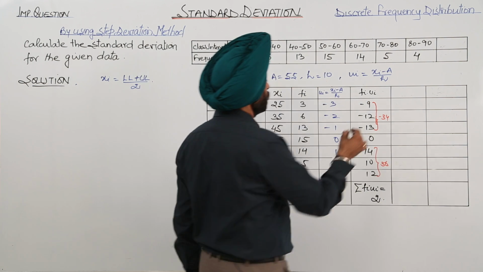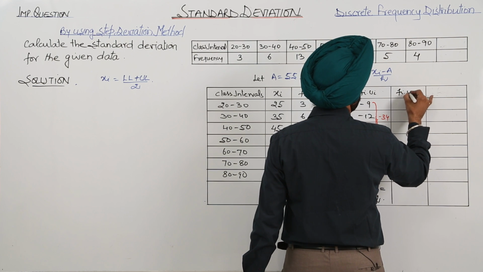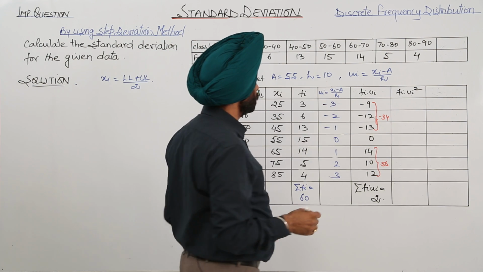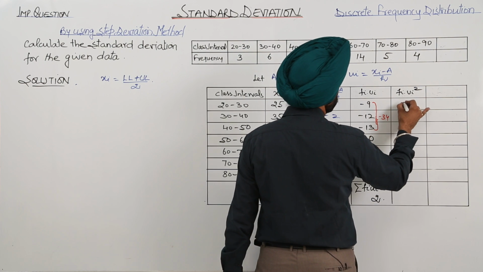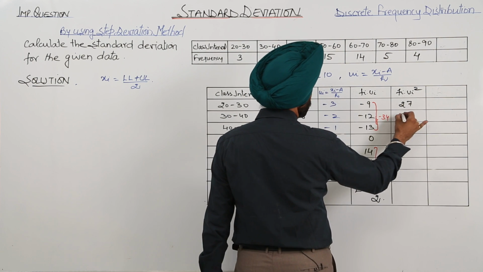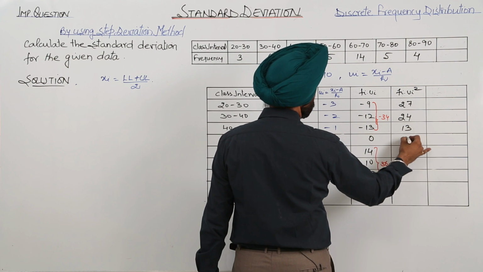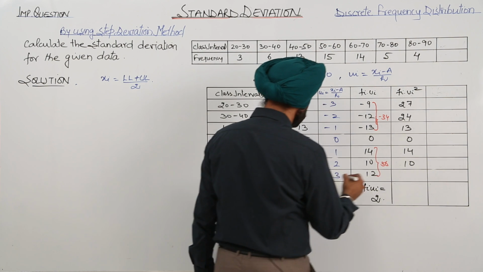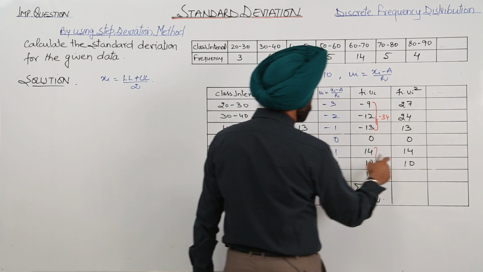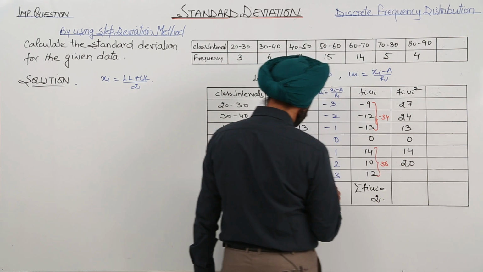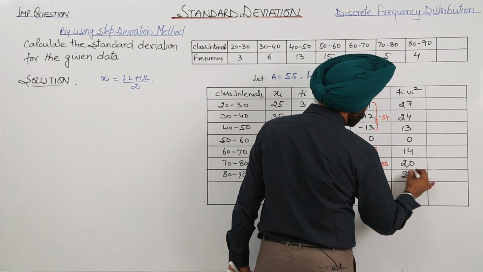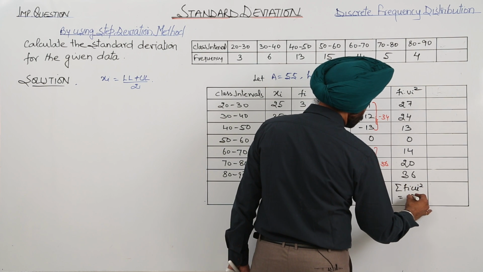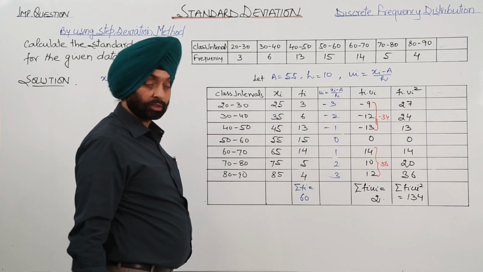Then we are having Fi ui square. Again Fi, the frequency, with the square of this one. So all will be positive. Now this becomes 27, 24, 13, 0, then 14, 20 and 36, sorry. Okay, so now Fi ui square is 134. Is it clear?